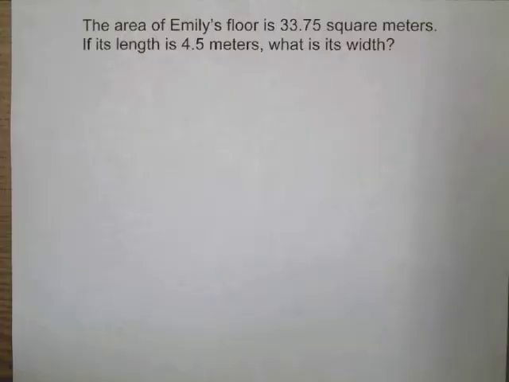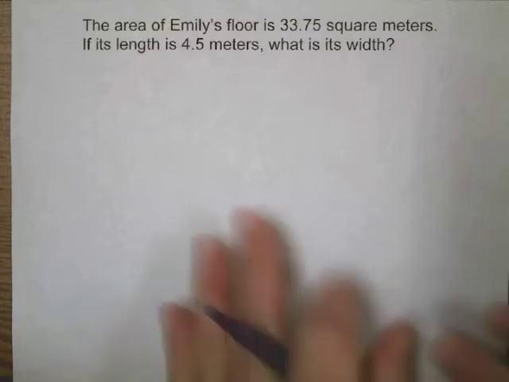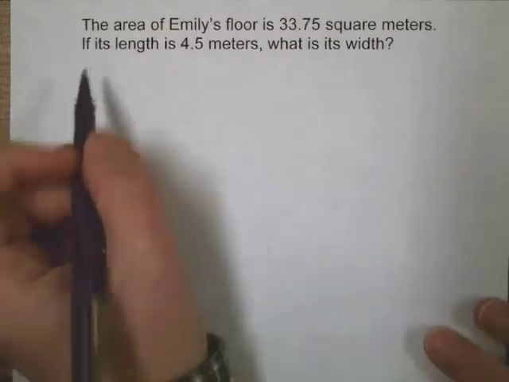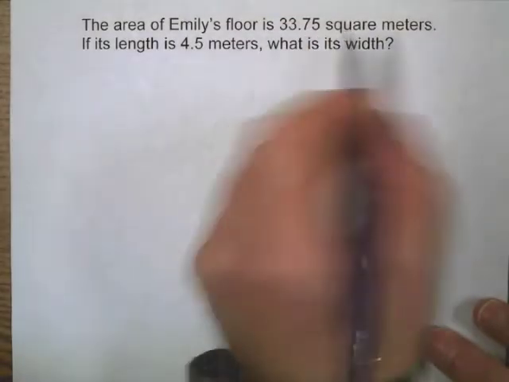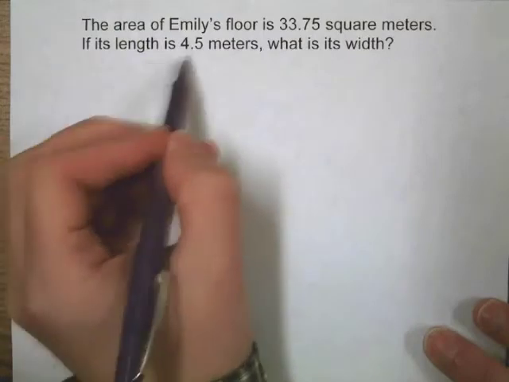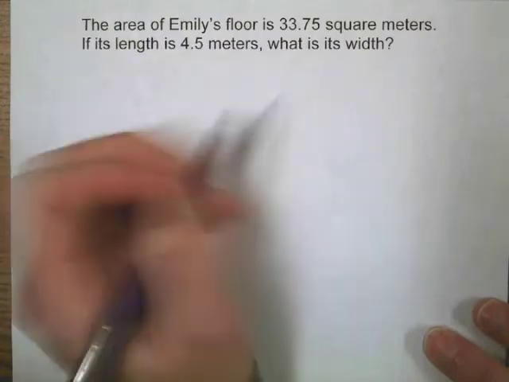Lesson 3-9, Example 2. Our objective is learning to solve equations involving decimals. So here we have a problem. The area of Emily's floor is 33 and 7/500 square meters. If its length is 4 and 5/10 meters, what is its width?